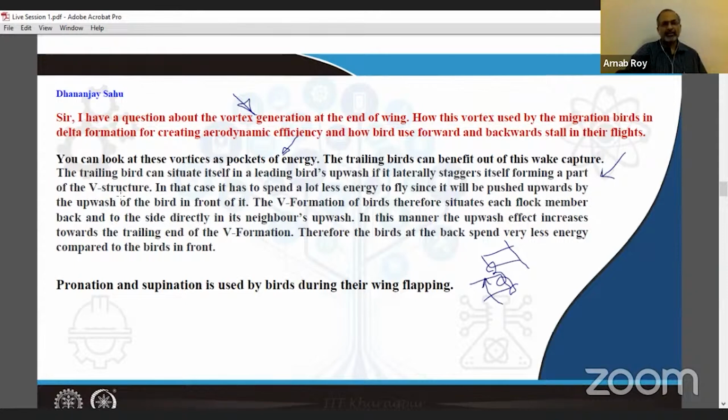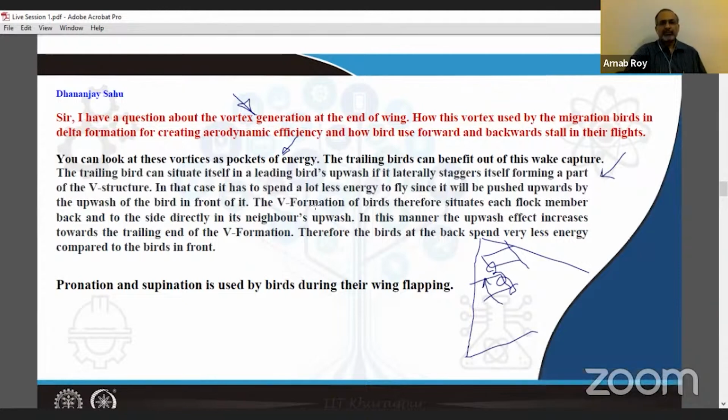And if that happens, then a lot of energy can be saved by the trailing bird, because it's being pushed upwards by the upwash left by the bird that is flying in front. And that happens only if you are maintaining a V structure. You can see that this actually will lead to a kind of staggering, and it can happen both ways, thereby leading to that V structure.